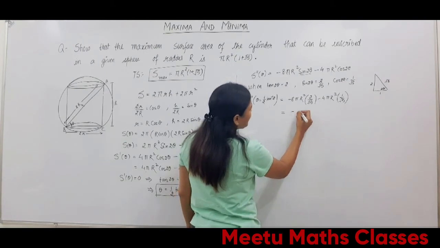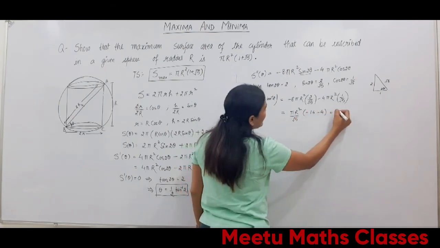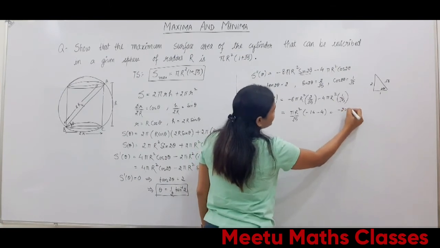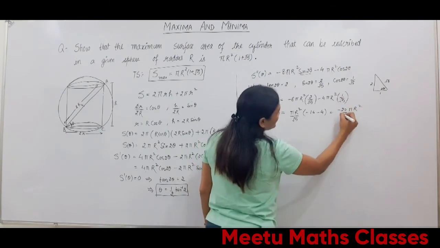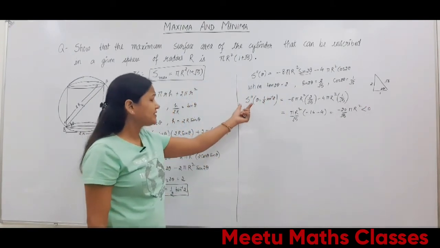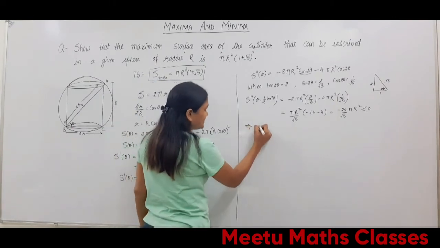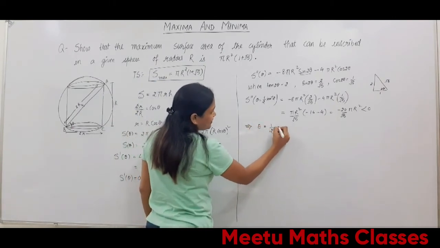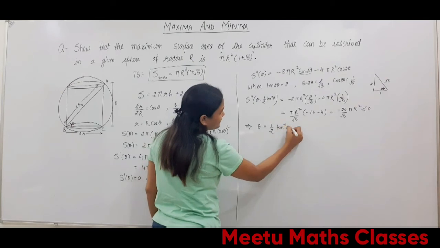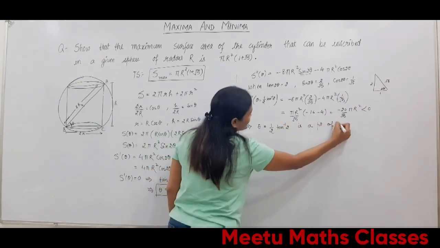And this will come minus pi R square by root 5, आप कॉमन ले लें, minus 16 minus 4, that is minus 20 pi R square upon root 5, and that is a negative quantity. So the second derivative at the critical point is negative. That implies this is a point of maxima.